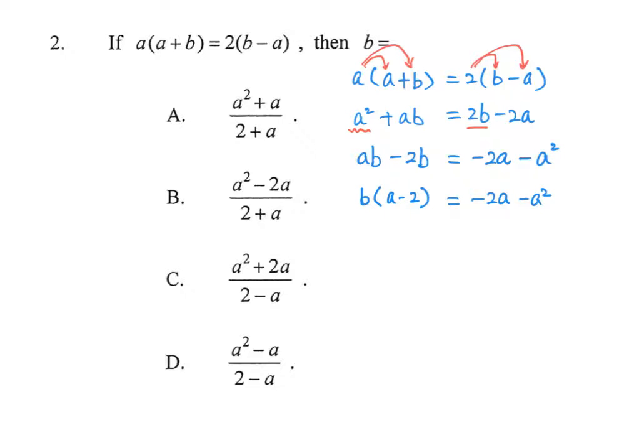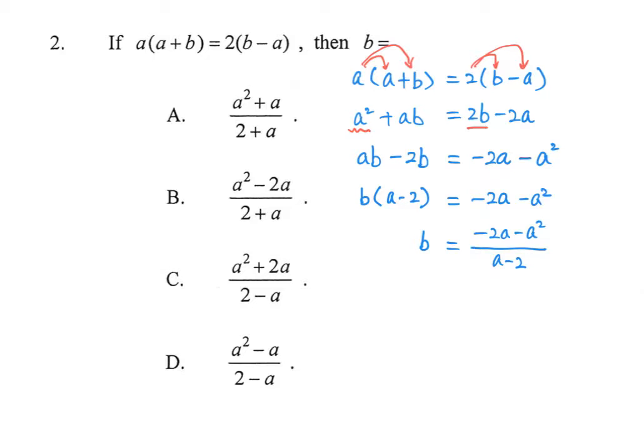So we can obtain B as the subject by dividing the whole bracket A minus 2 on both sides. Or you can also change the whole bracket from the left hand side to the right hand side. On the left hand side, B multiplies with the bracket, so it's multiplication. When you change sign, change operation, you need to change multiplication to division when you move it from left to right. So B is left, and the right hand side should be negative 2A minus A squared divided by A minus 2.